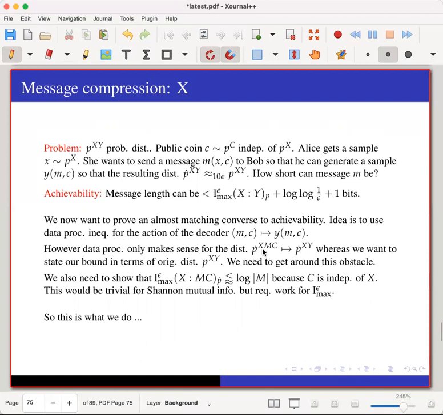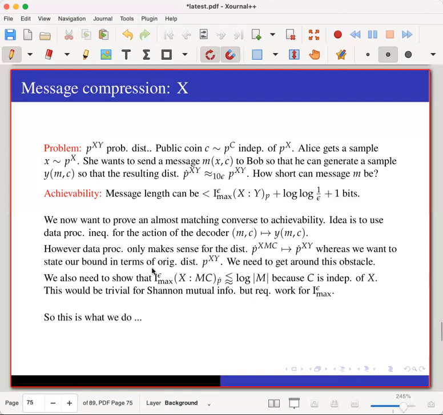You can think of this joint random variable. The protocol is creating a joint random variable on X and C. There is the sample X that Alice gets, the message she sends, and there's a coin register. And from MC, the decoder applies this decoding function and gets Y. So this is the data process, but it occurs at the level of P dot, not at the level of P.